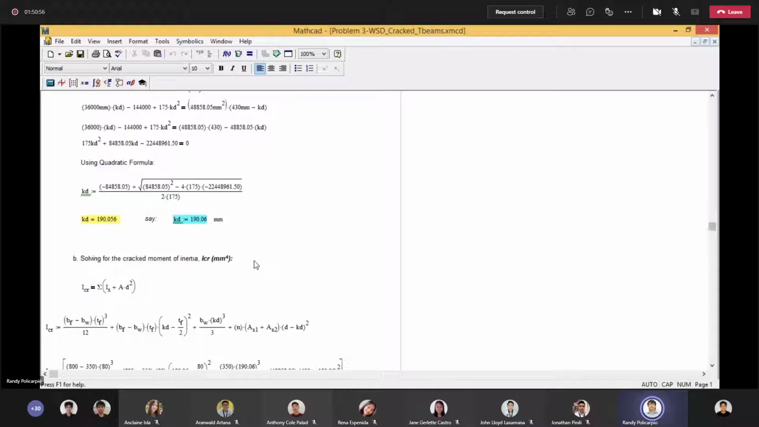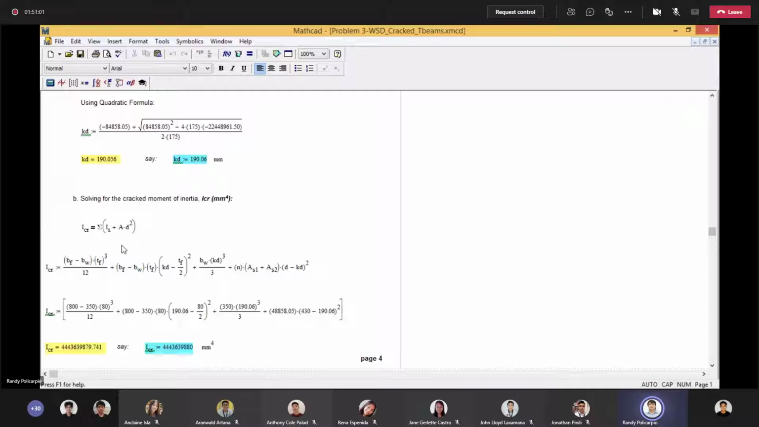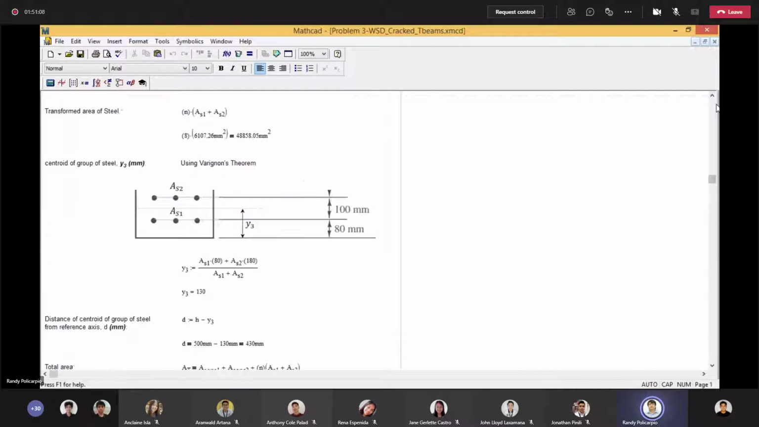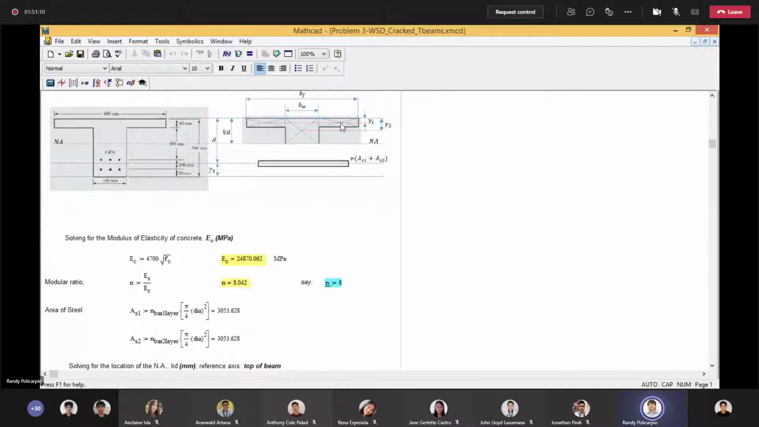Okay, so after knowing the location of the neutral axis, we may solve now the moment of inertia. Yung ating flange, itong flange natin dito, hindi nag-coincide yung kanyang centroid with respect to the neutral axis. So therefore, we're going to use transfer formula. Transfer formula ang gagamitin natin.